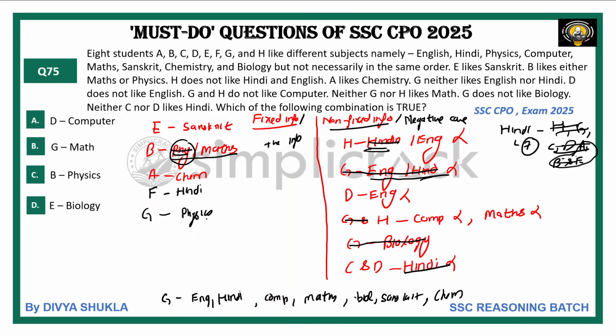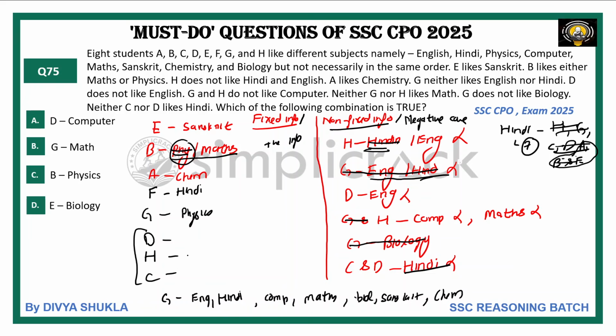Now let's talk about C or D. Let's start with D. So basically D does not like English, and H is also not liking English. So how many persons are left? D, H and C. So three people are remaining. If I'm talking about C and D, C and D both do not like Hindi, and Hindi is being liked by F. Okay, it is done.